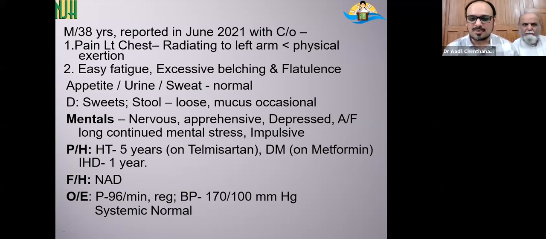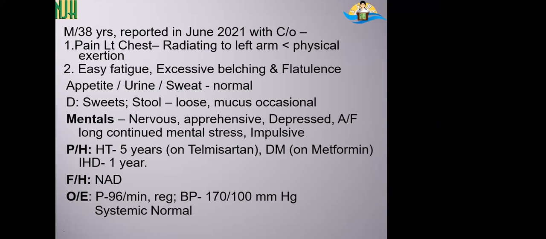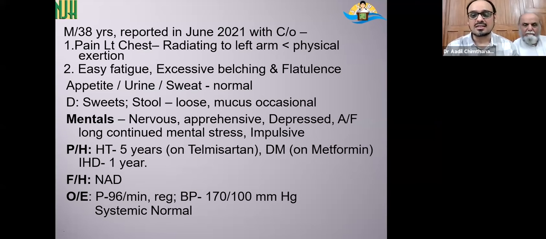Mentally, he was a very nervous person, very apprehensive, depressed, as you heard, because of financial instability since the past full year. 2020 was not good for many people, many doctors as well. And he had got this ailment from long continued mental stress. And on top of that, on the day of the heart attack, he had actually got very bad news, which he later told me. His wife told me when I took the first consultation on phone. Basically, a very impulsive person.